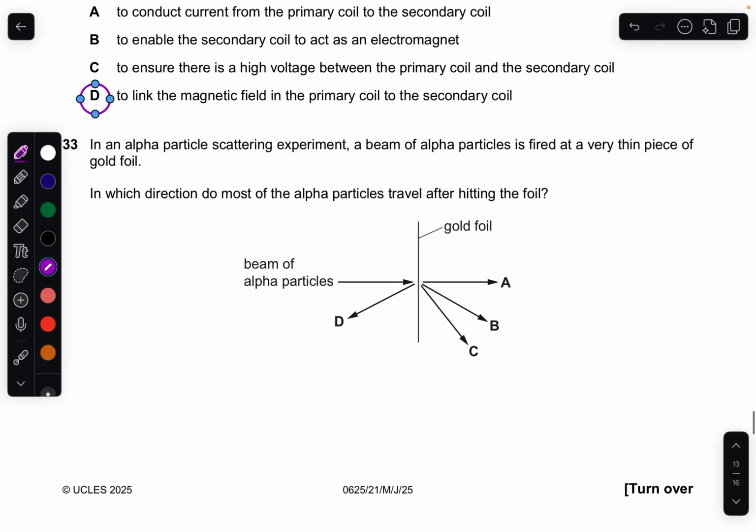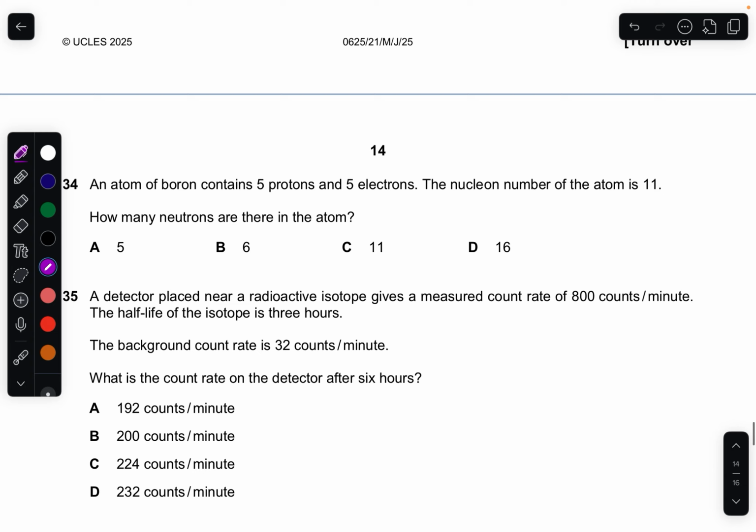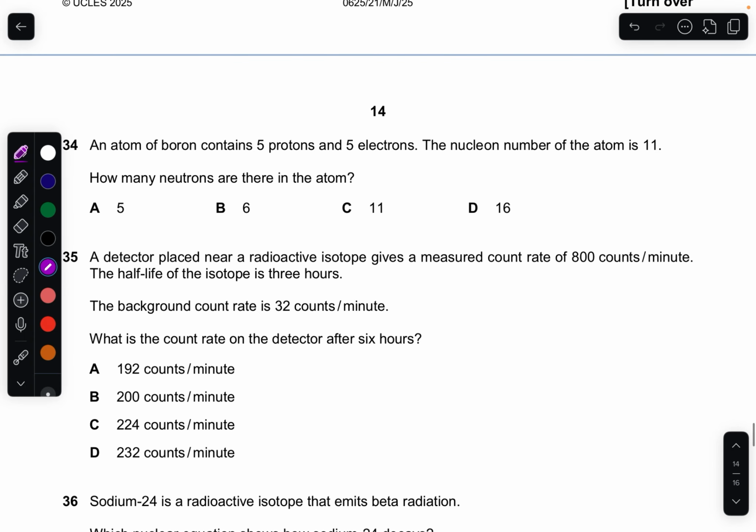In an alpha particle scattering experiment, a beam of alpha particles is fired at a very thin piece of gold foil. In which direction do most of the alpha particles go? If you remember the gold foil experiment, most of the particles will pass straight through it. Okay, it's option A.